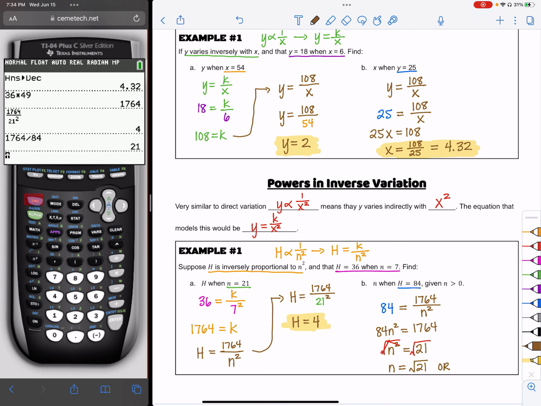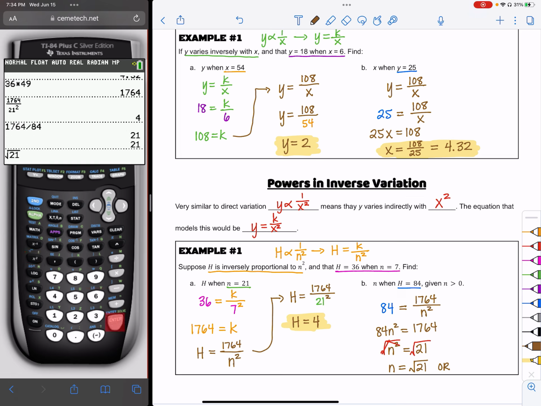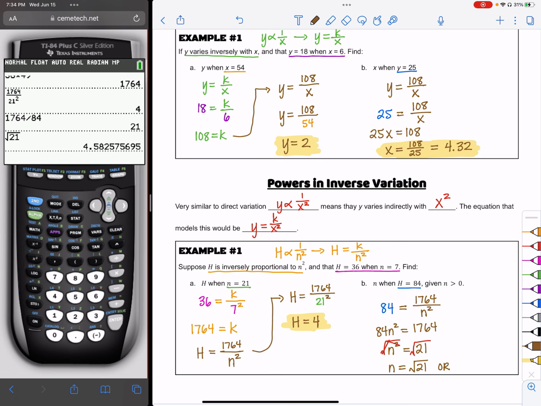Or if you want to put it in decimal form, you can, and you can round it to 3 sig fig. So we can say that it's approximately equal to 4.58. If you want to write it in its exact form, leave it as just the square root of 21. In its approximate form, then you want to put it as 4.58 to 3 sig fig.